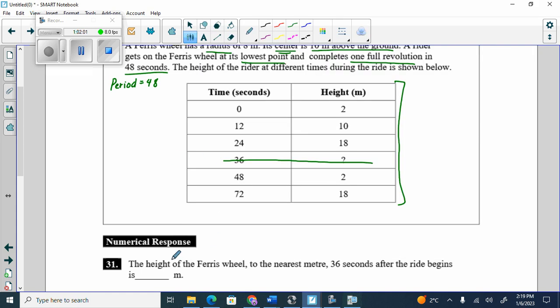Now, here it wants the height of the Ferris wheel at 36 seconds. So that's T equals 36 seconds. And that is in X.